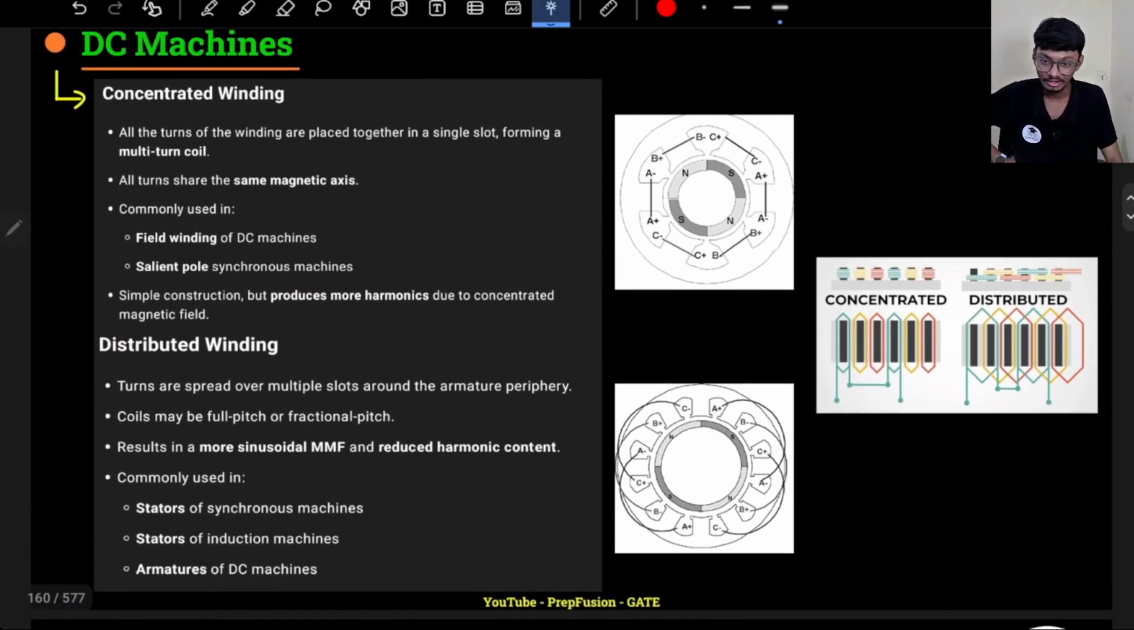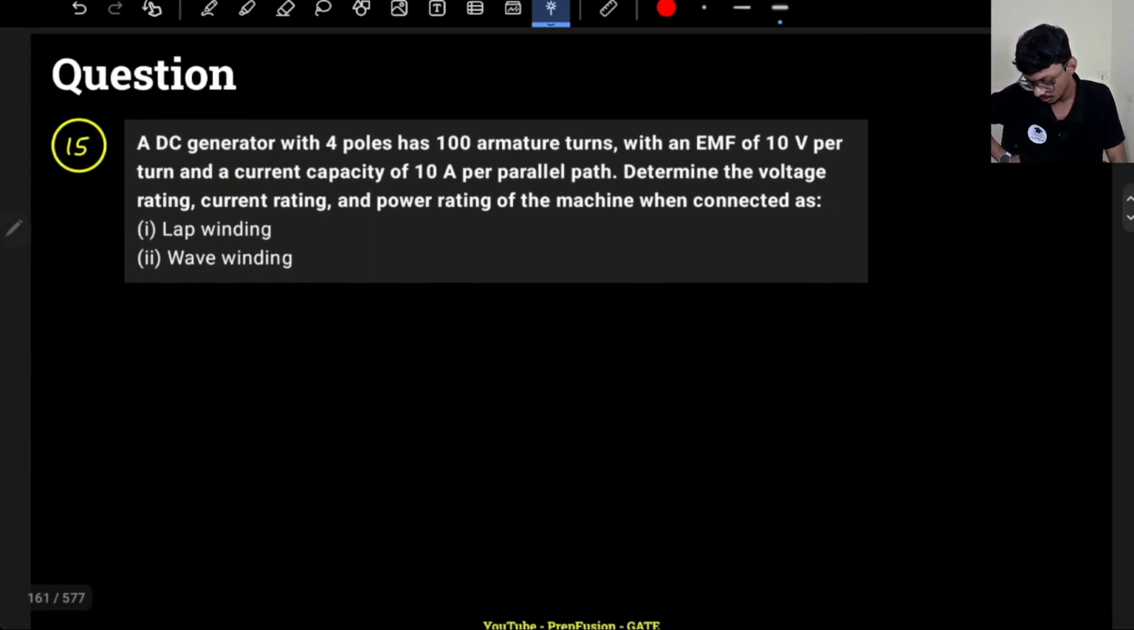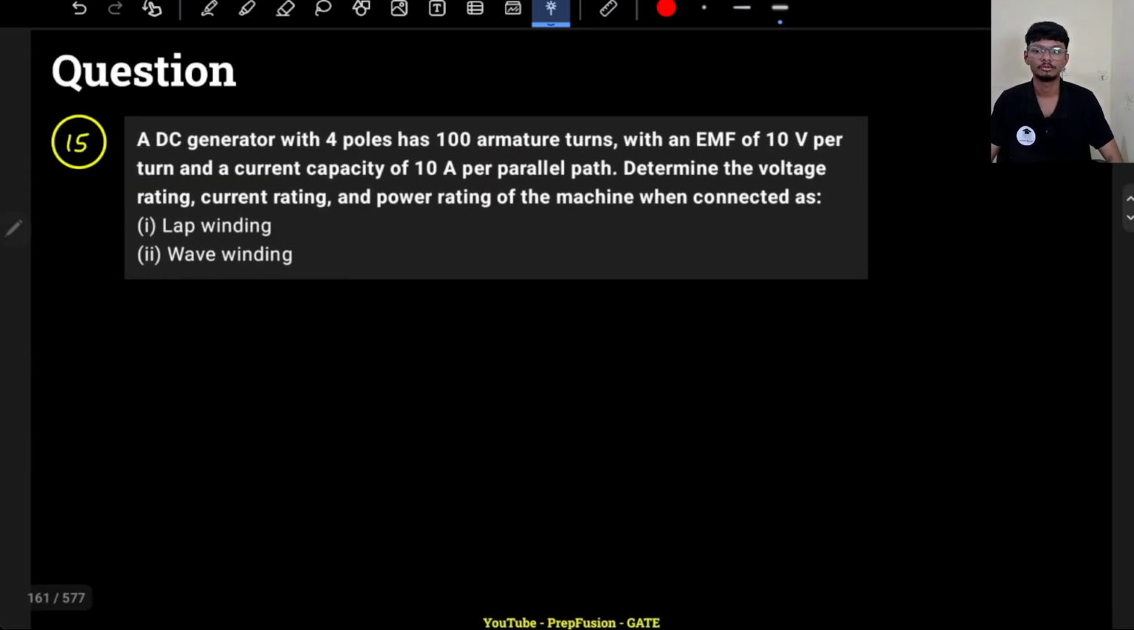So yeah, one more classification is there about windings, concentrated and distributed winding. It is just a theoretical thing, you can go through and read over this, not that important. For GATE perspective, not that important. Now let's solve a few questions, okay?